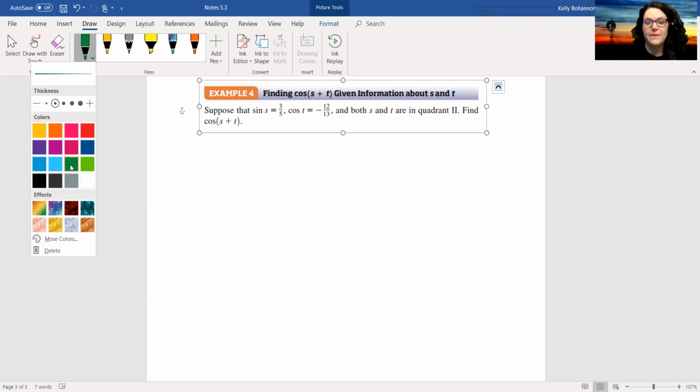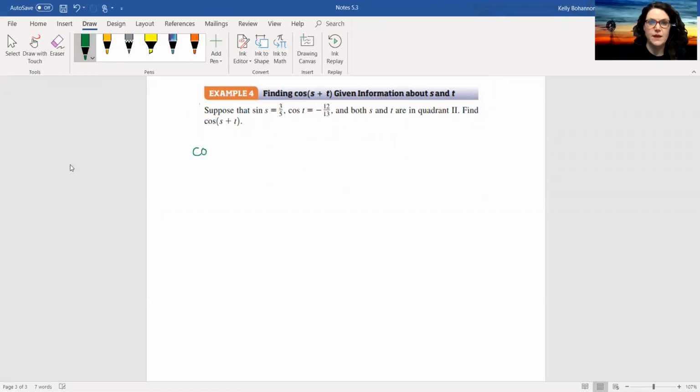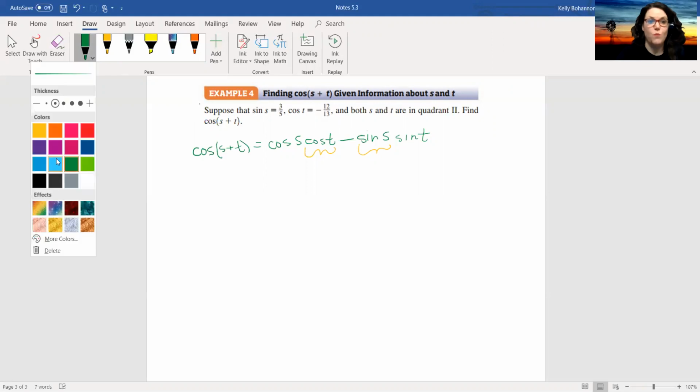Now here's the problem. If I'm going to use my cosine sum identity, which I am, let me write it down real quick, and I'm going to use the s and t like they have. So cosine s plus t is going to equal cosine s cosine t minus sine s sine t. Now the problem is I know sine s, so I know this piece, and I know cosine t, so I know this piece. I have to figure out cosine s and sine t, but I can do that just like we did way back at the beginning of the semester.